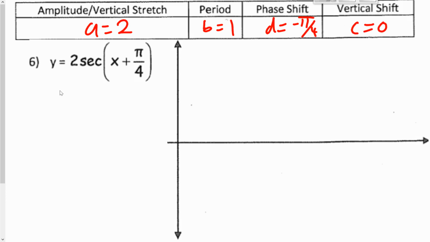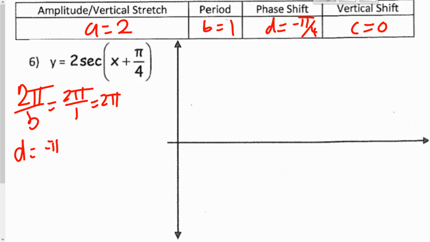Okay, so here, normally it's 2 pi. We divide that by our b, so we get 2 pi over 1, so it's still 2 pi. We start at our d. Our d is negative pi fourths. So, negative pi fourths. And then we add our interval.